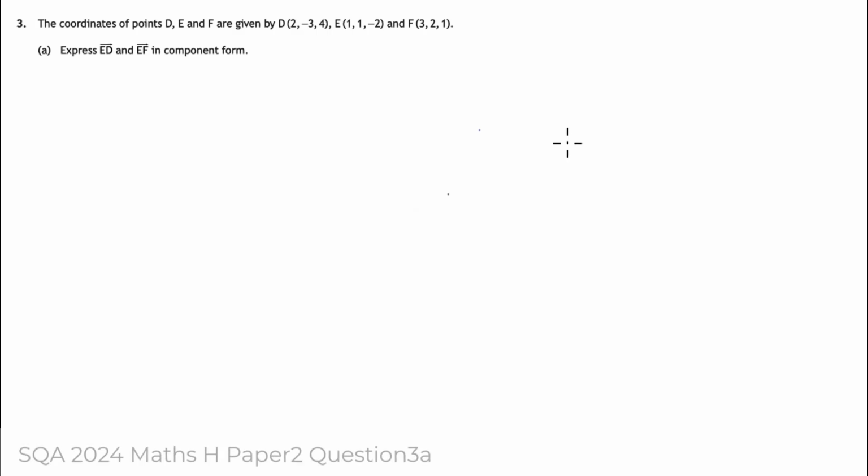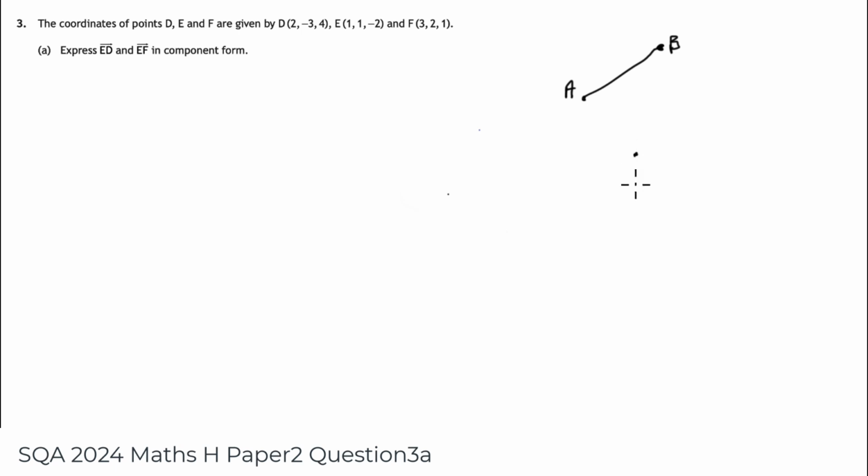Now here's question 3, and we're given the coordinates of points D, E and F. There they are. And we're asked, in part A, to express ED and EF in component form.